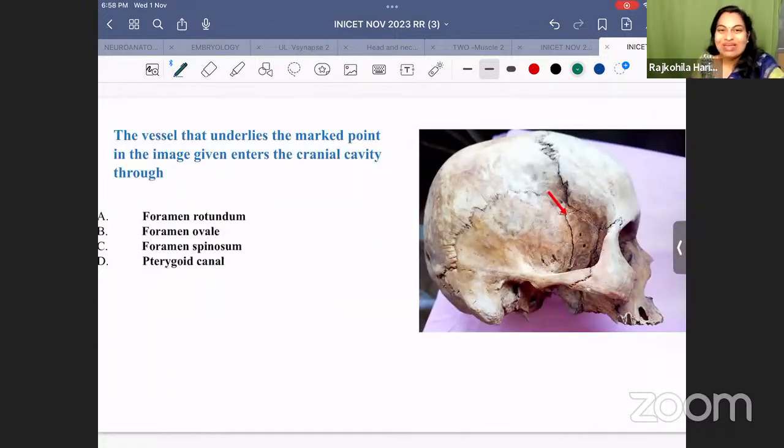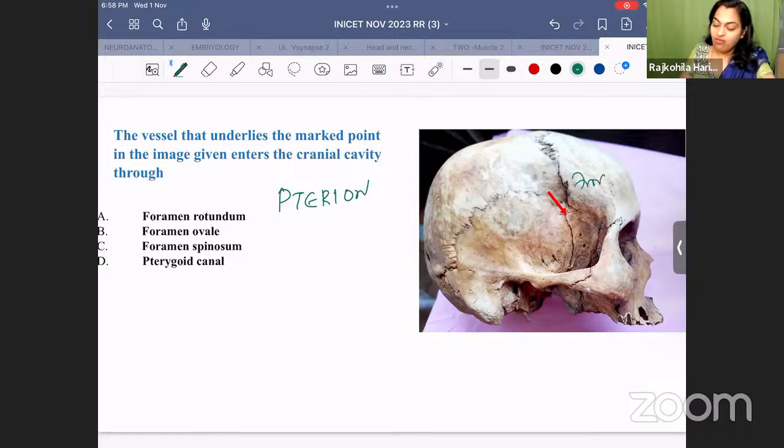Yeah, this is again another important question. The red arrow is pointing to an important landmark over the lateral aspect of the skull. What is it called? Pterion. Everything about the pterion is important. As you see here, the pterion is present at the junction of four bones.